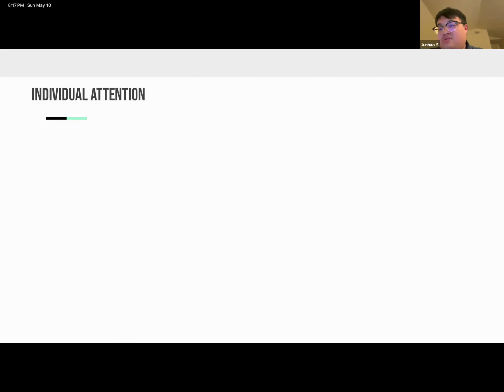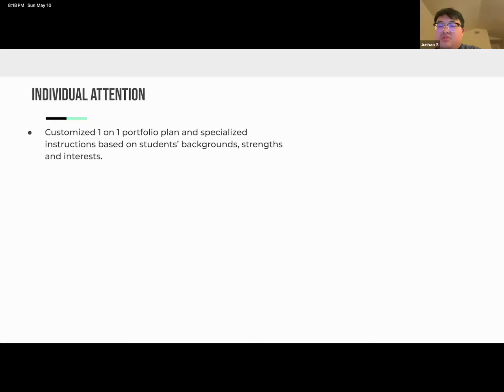So we don't believe in a one-size-fits-all approach. Instead, we provide customized one-on-one portfolio plans for every student, tailored specifically to their backgrounds and interests. To make this possible, we maintain a very small class capacity, strictly limited to a 1 to 10 teacher-to-student ratio. This ensures that every student gets sufficient interaction and instant feedback while they work.